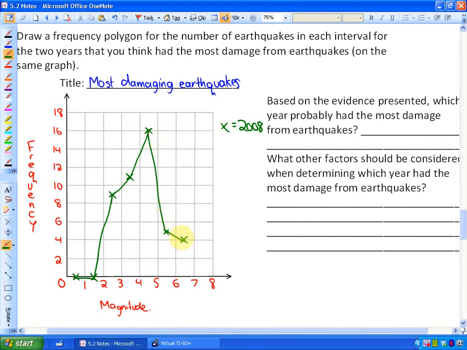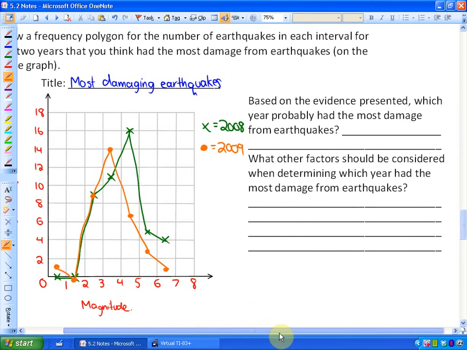If we look at the next example, or sorry, next year, 2009 we determined was the next most damaging year, so that would be right here, 2009. The frequencies look like this: 1, 0, 9, 14, 7, 3, and 1. So that is a double frequency polygon regarding the 2 years. So again, you need a legend and you need to title everything.